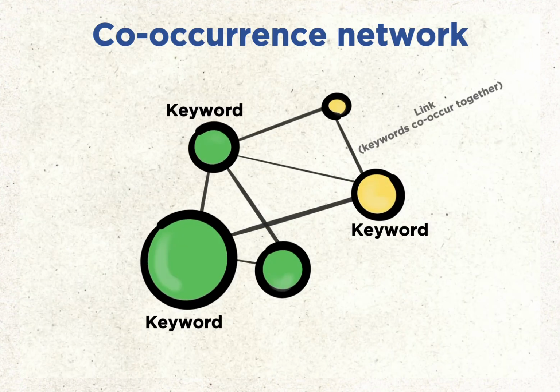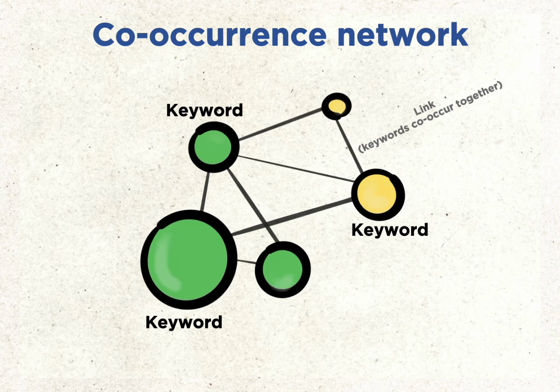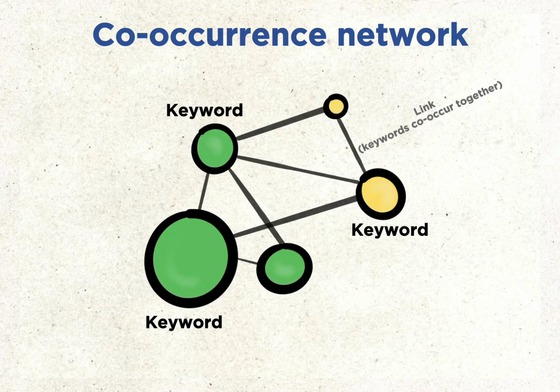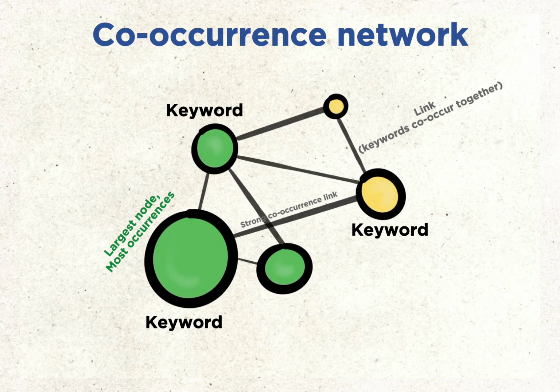A co-occurrence or co-word network is a network of keywords found in the literature, like from titles, abstracts, and keywords listed by the authors that occur together. Each node represents a keyword. The bigger the node, the more times the keyword occurs in the corpus of literature. The stronger the links between the co-occurring keywords, the more times they have occurred together.